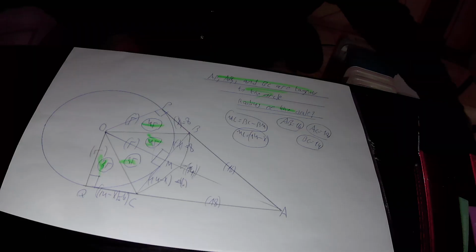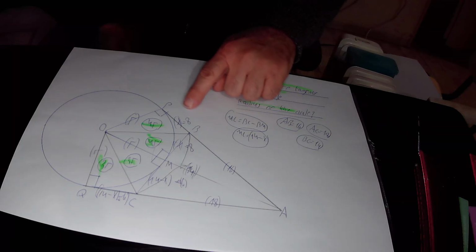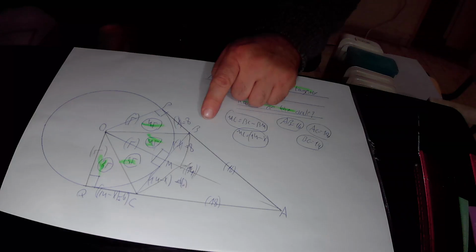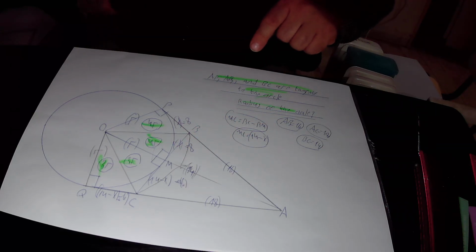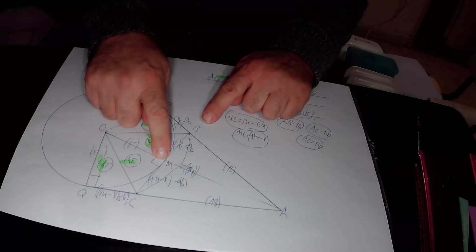Why? Because in our drawing, if you focus at this common start point, point B, from this common start point, point B, we have two tangents to this circle, tangent BP and tangent BM. And according to rule 2, they are equal to each other. That is to say, BP equals BM. But according to our definition, BP equals X, and therefore BM must also equal X according to rule 2.